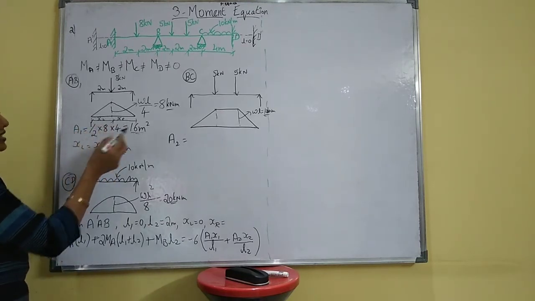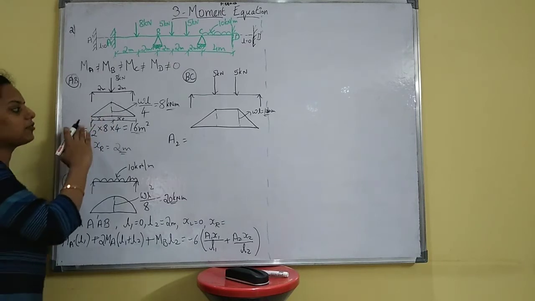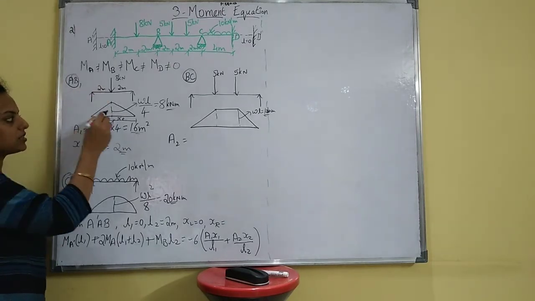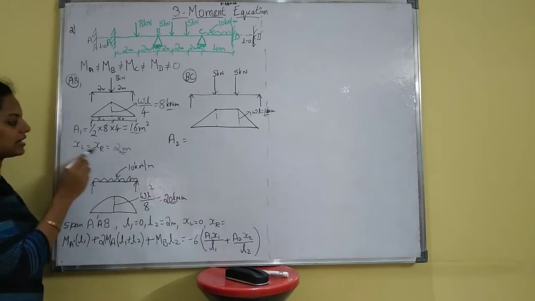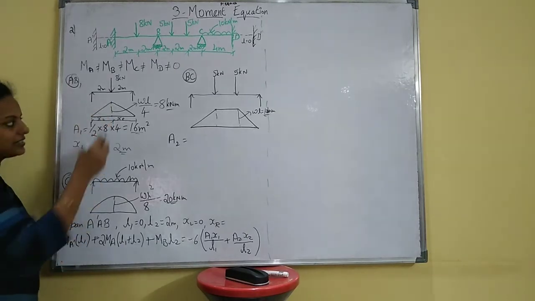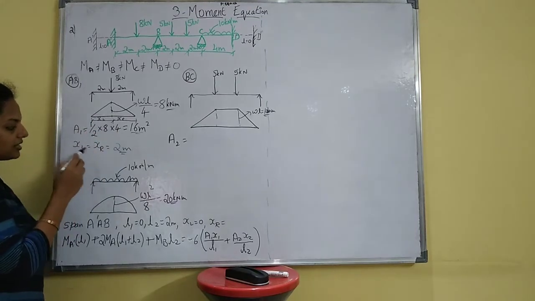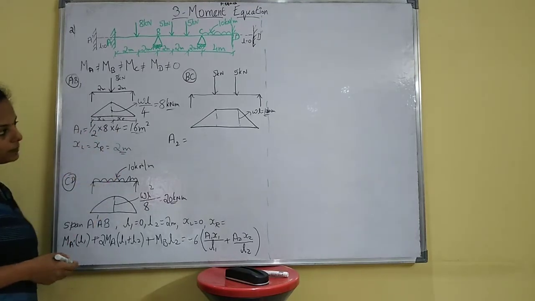Then the centroidal distance. Consider the left of the centroid as XL, and the right of the centroid as XR. Here it is exactly at the center, so XL and XR are equal to 2 meter.